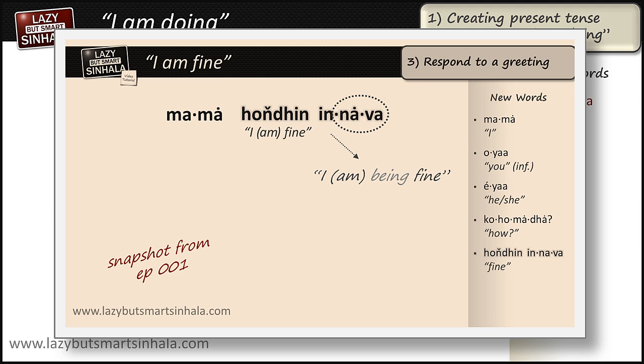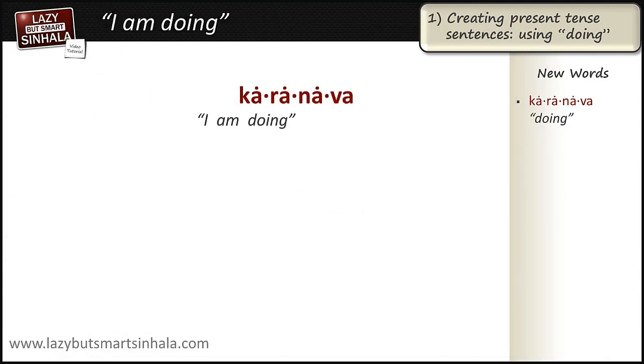In fact, the verb innava is not even needed for this lesson, which is why I won't add it to the sidebar. Now also notice that when we said I am being fine, the word am was implied, which makes the sentence literally read I being fine. Similarly, when we say I am doing, we now know that the word am will be implied and that we need to create a sentence that literally reads I doing. This now becomes too easy. You just replace I with mama and you've got yourself the sentence mama karanava, which means I am doing.